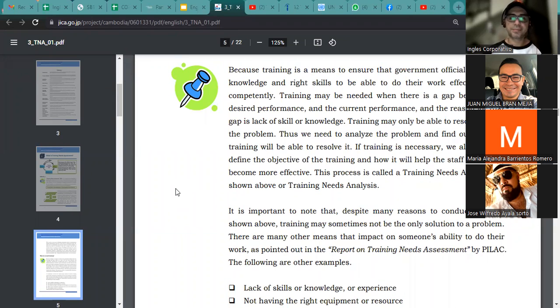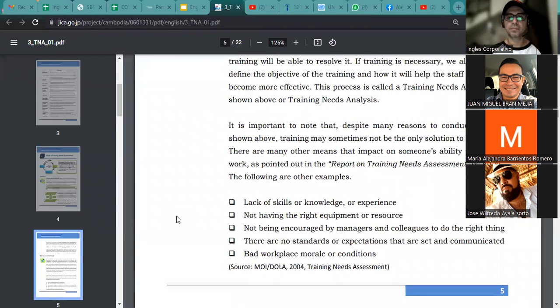Okay, please continue. It is important to note that despite many reasons to conduct training shown above, training may sometimes not be the only solution to a problem. There are many other means that impact on someone's ability to do their work. As pointed out in the report of training needs assessment by Pilak, the following are other examples.